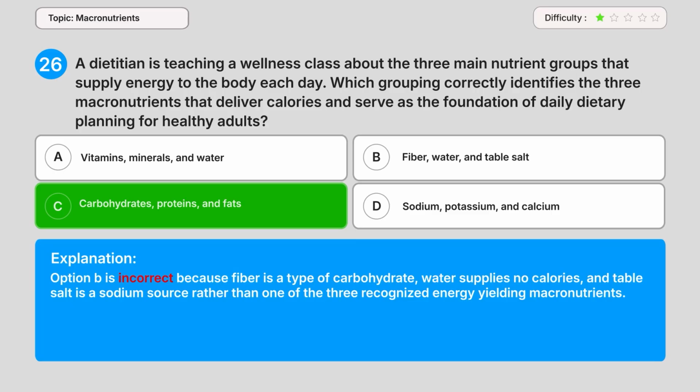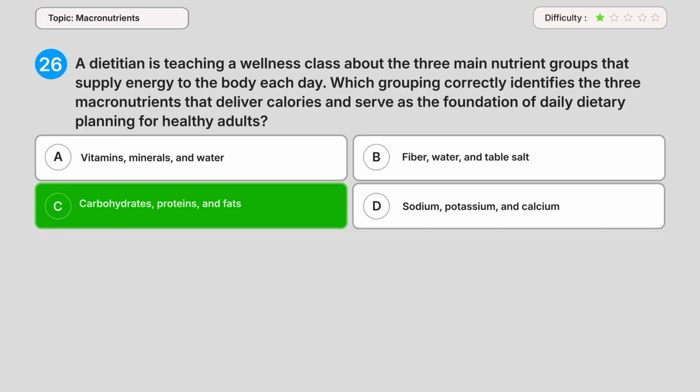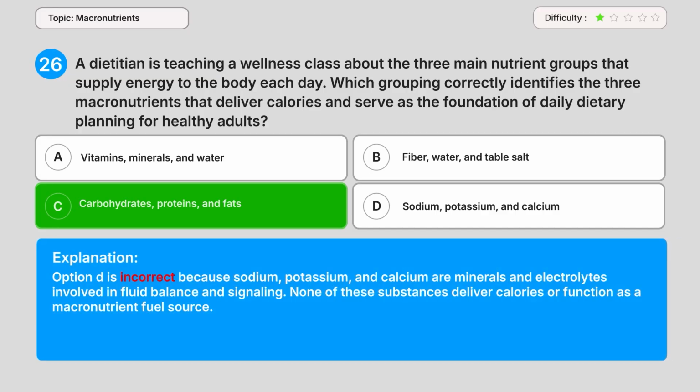Option B is incorrect because fiber is a type of carbohydrate. Water supplies no calories, and table salt is a sodium source rather than one of the three recognized energy-yielding macronutrients. Option D is incorrect because sodium, potassium and calcium are minerals and electrolytes involved in fluid balance and signaling. None of these substances deliver calories or function as a macronutrient fuel source.